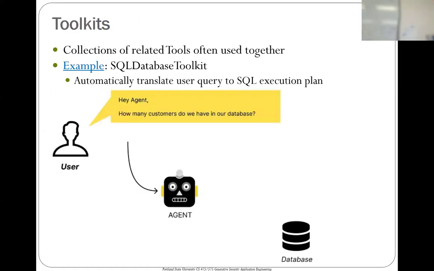Okay, so another thing that LangChain provides is a library of what they call toolkits. Toolkits are just collections of tools that are related to each other. So one of the toolkits that's there is a toolkit based on querying SQL databases. So if you have a bunch of actions that you want to enable an agent to invoke on your database, you can use the SQL database toolkit.